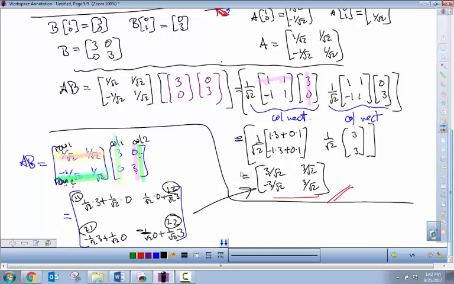So can you think of an example of a transformation that we've done from R2 to R2 where if you do one thing first and then the second, it might not be the same as if you do the second thing first and then the first? You understand what I'm asking? Yeah.